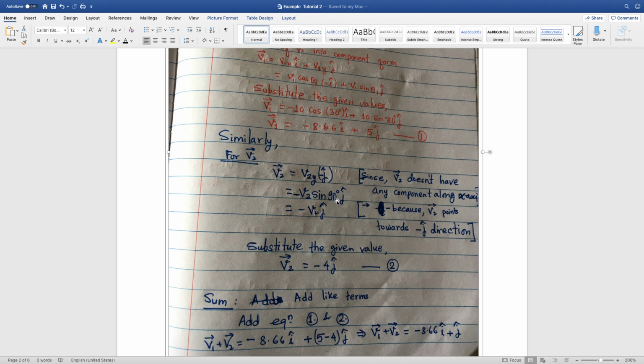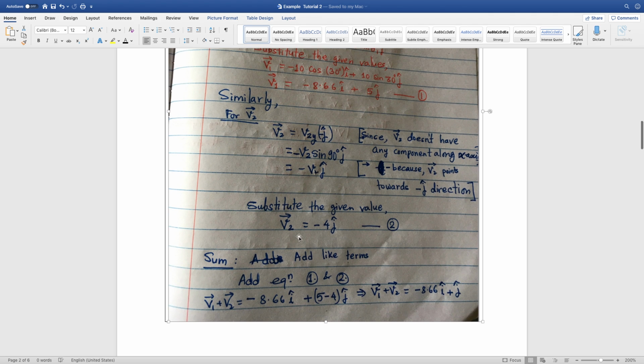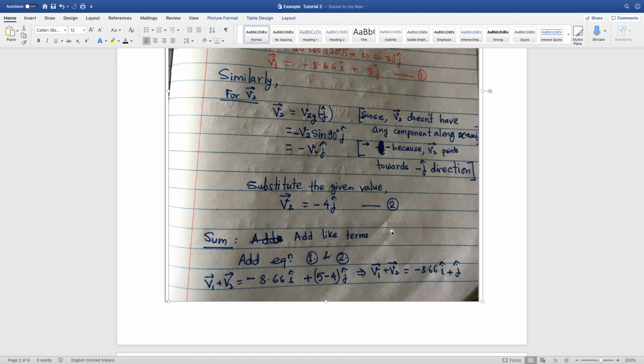Sine 90 is 1, and then we are left with negative B2 j hat here. And substituting the value of the magnitude of B2, we get vector B2 equal to minus 4 j hat. Let's call this equation 2. Now we have equation 1 and equation 2. So 2 of the steps are done.